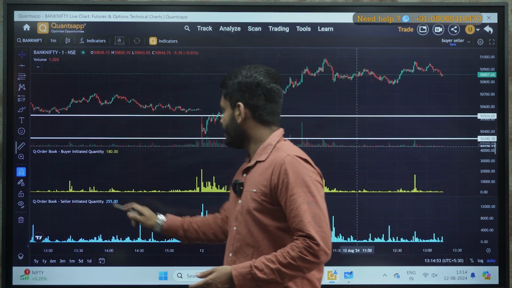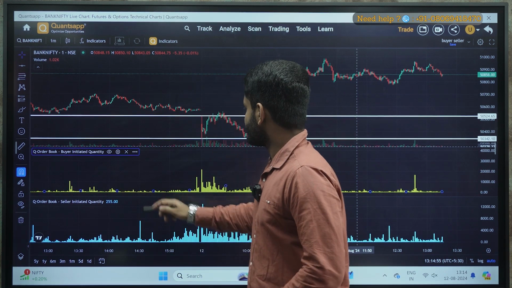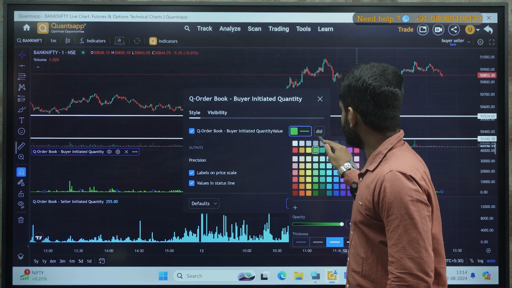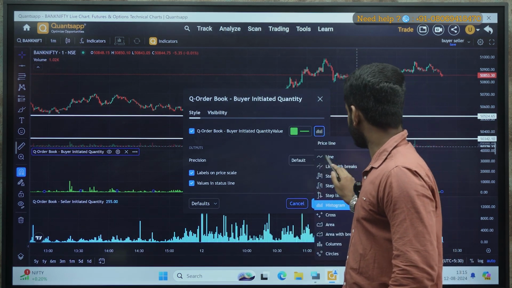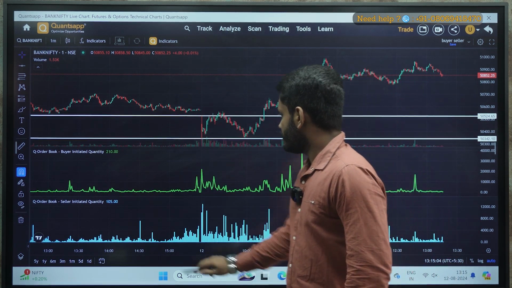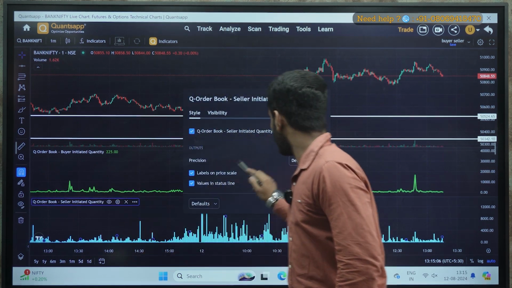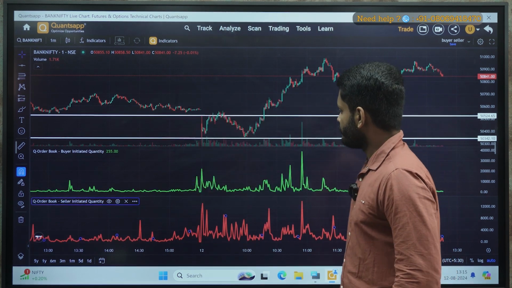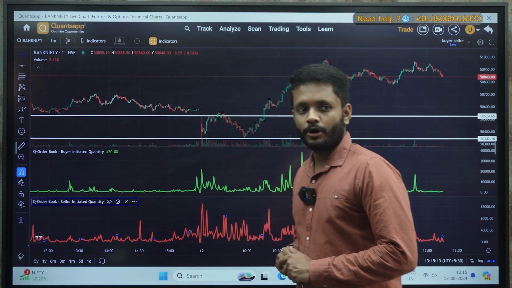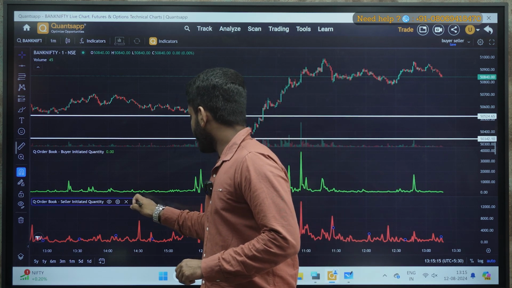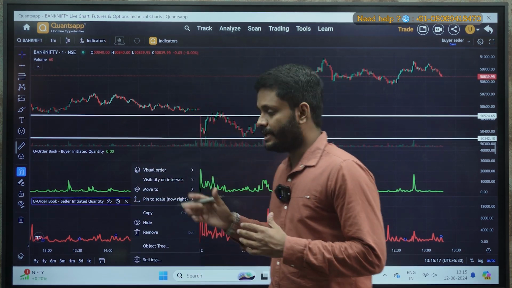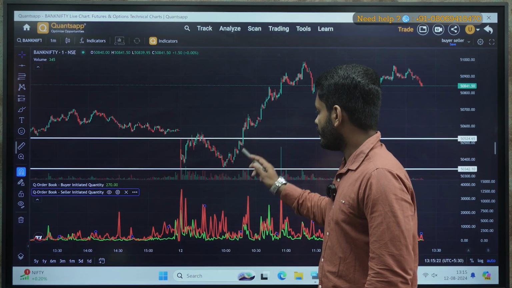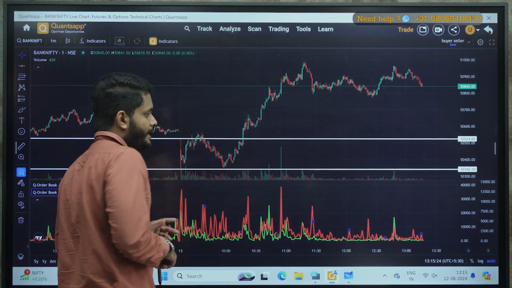Now for my convenience, I'll make some slight changes. I'll denote buyer with a green color and change this histogram to a line chart. Seller I'll denote with red color and change this histogram to a line. Now both these indicators are plotted. For my convenience, I'll merge these indicators. Just click on these three dots and move to existing pane above. Now the indicators are merged.